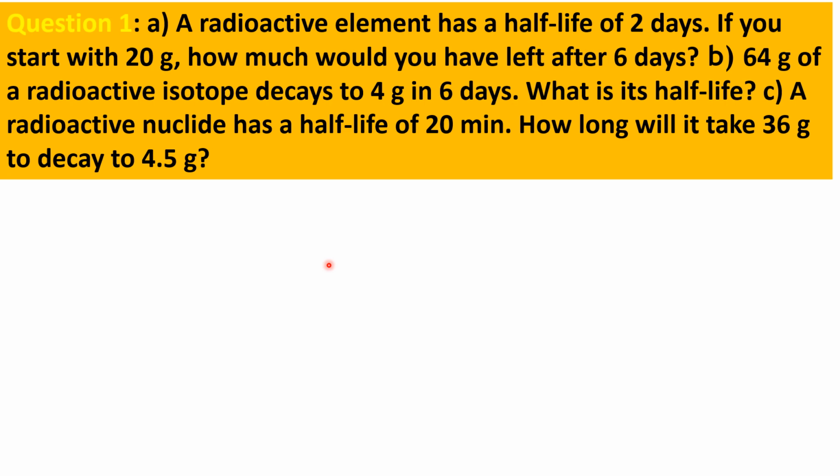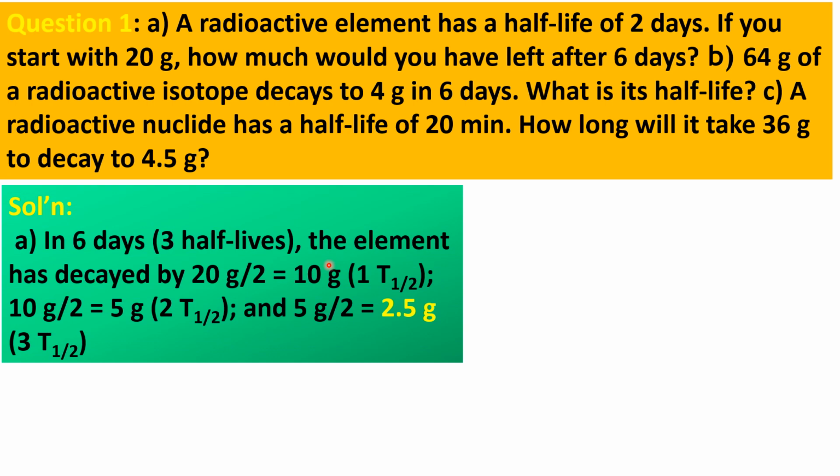So these three questions will just apply the concept of half-lives without necessarily using those formulas that we introduced earlier. So this is somewhat like conceptual questions. Let's begin with letter A. If you analyze the given question and the data, we can see that in 6 days there will be 3 half-lives, because the half-life for this element is 2 days. So 3 half-lives correspond to 6 days.